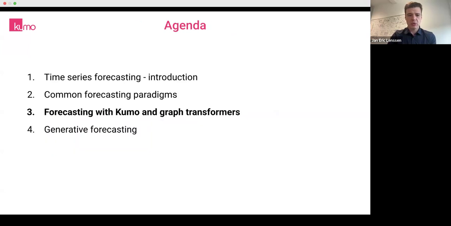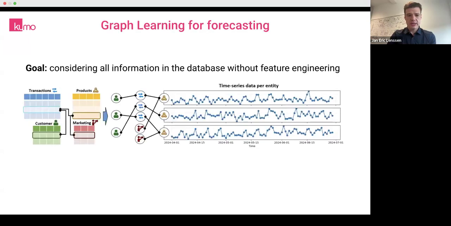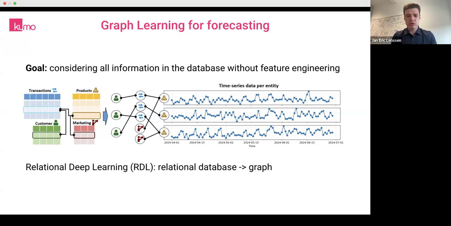So that brings us to how we can do forecasting at Kumo using graph transformers. And essentially the goal is, again, we want to really consider all information that you have in your database without manually engineering features that you use as input to your model. Essentially, you just want to describe which value in your database you want to forecast, and then everything else should happen automatically. And in order to solve this problem, we're going to talk about two different concepts.